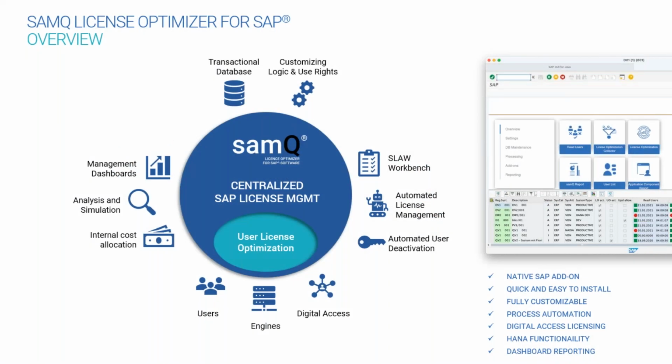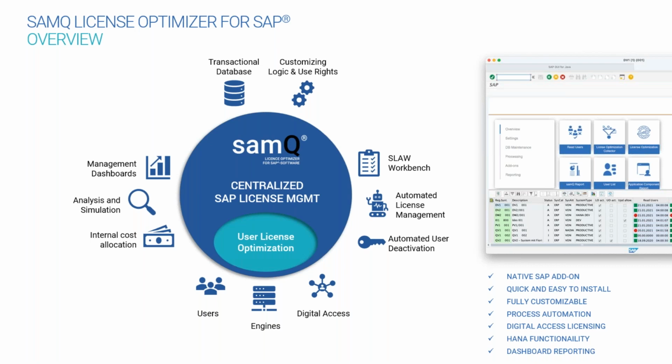So in here, SAMQ really is a centralized SAP license management solution with user license optimization. So you can see here that we focus on making sure that your users are using the solution, your SAP solution, in the most optimal manner, and therefore getting the right category of license is fundamental to what we do. It's really important to understand the difference, and I'm going to talk about this in a little bit more detail as I pull up the next slide.